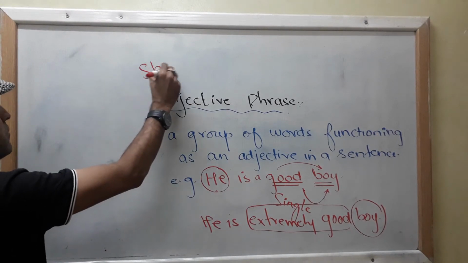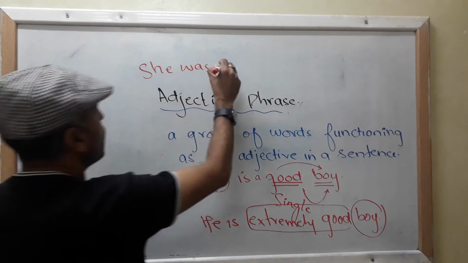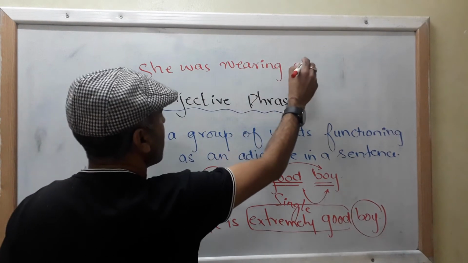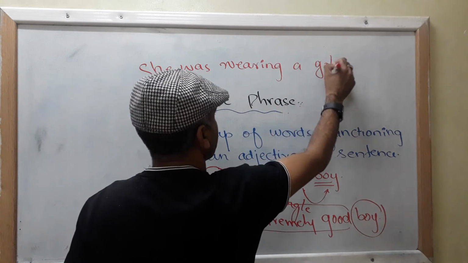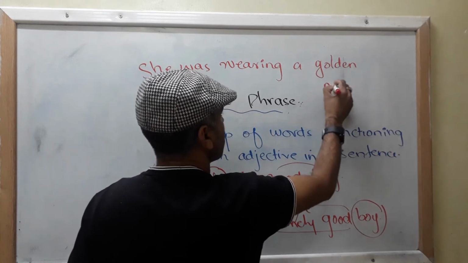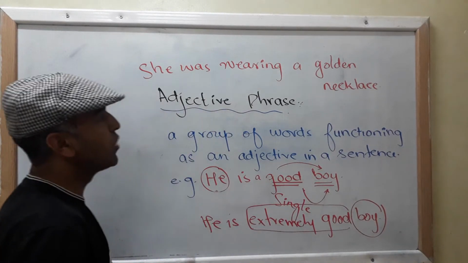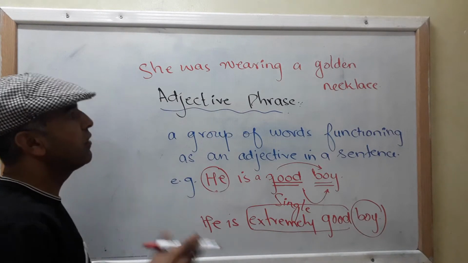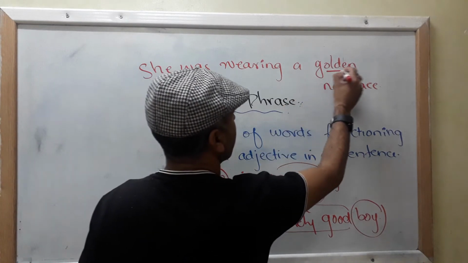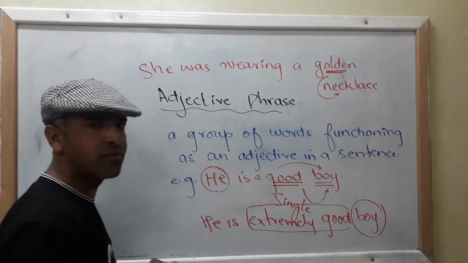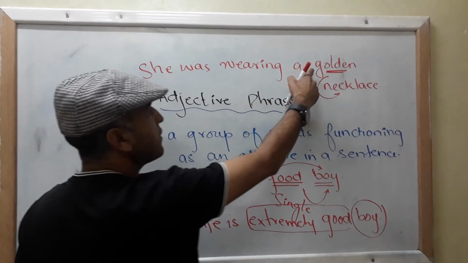She was wearing a golden necklace. Okay? She was wearing a golden necklace. Now, golden is an adjective. Why is it so? Because it is telling you something about your noun, that is, necklace. Clear? So, golden is your adjective.